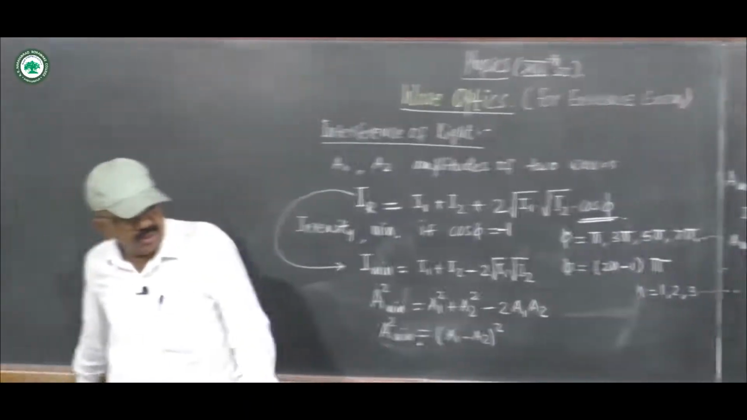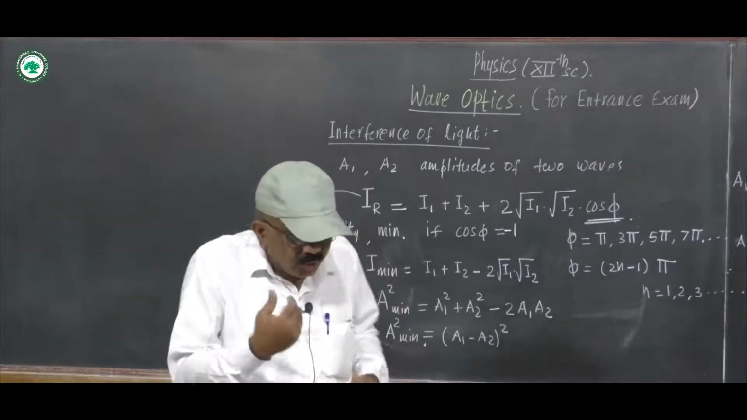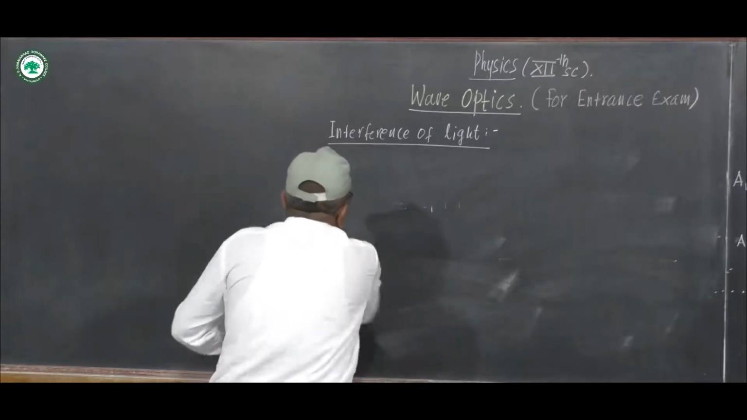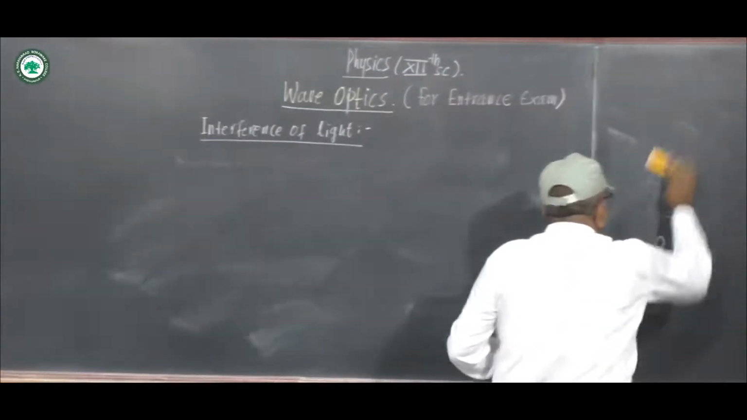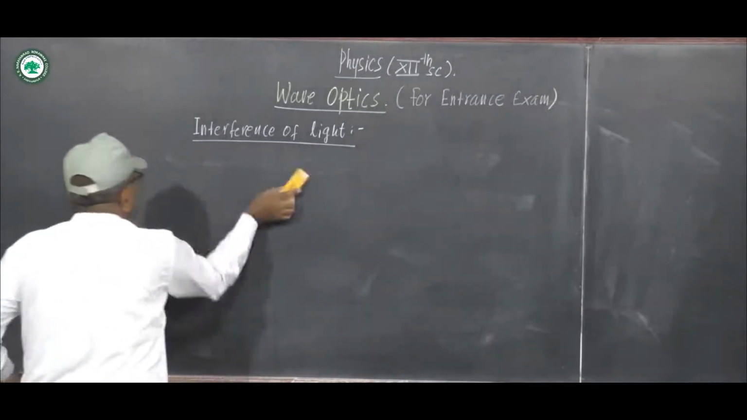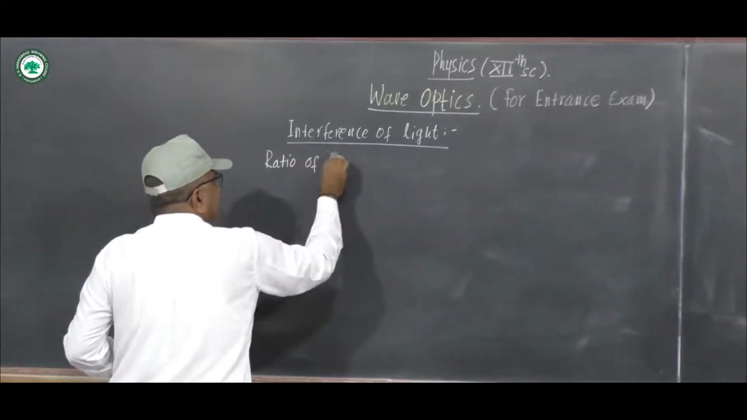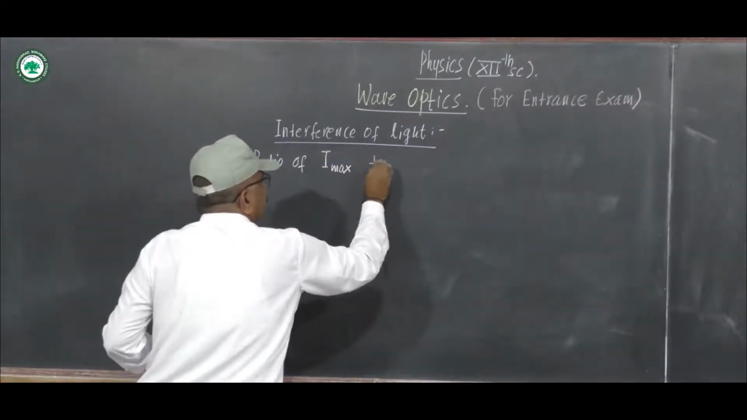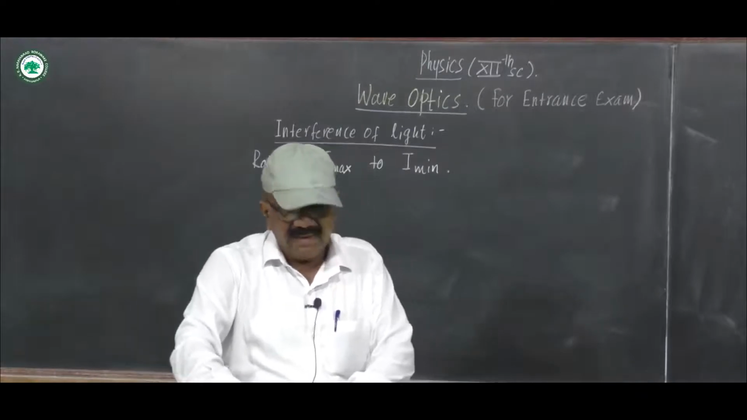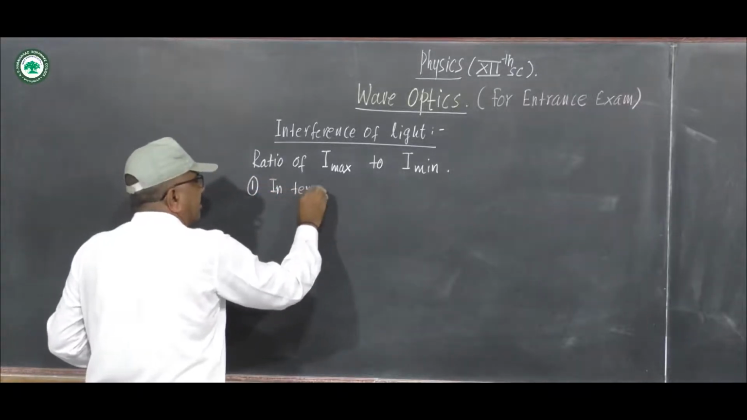Now here, as we know maximum intensity and minimum intensity, we find the ratio of I max to I minimum. These equations are very important. We find I max to I minimum in terms of intensity as well as in terms of amplitude. We find the ratio of maximum intensity to minimum intensity. Firstly, we find it in terms of amplitude.